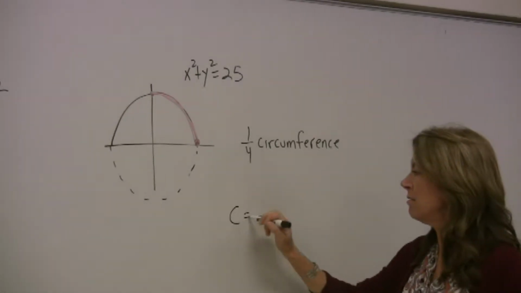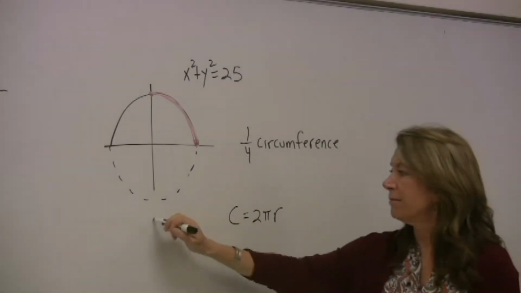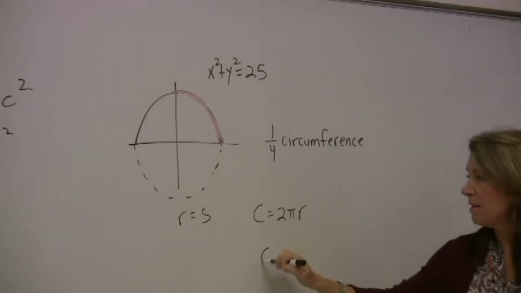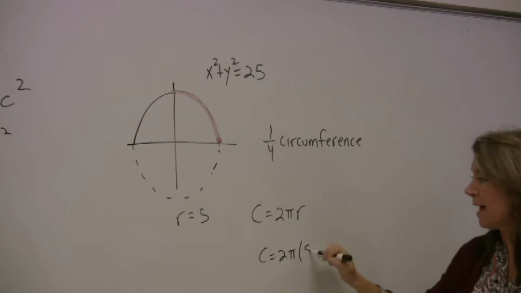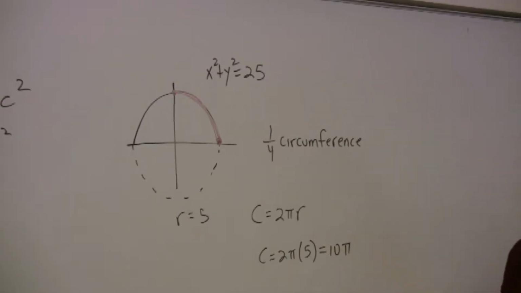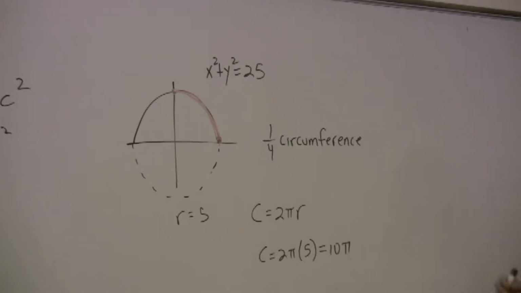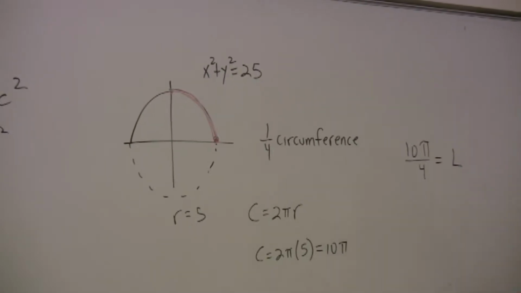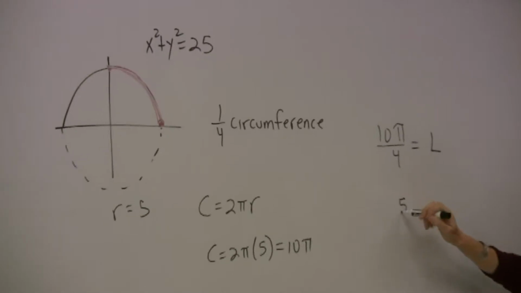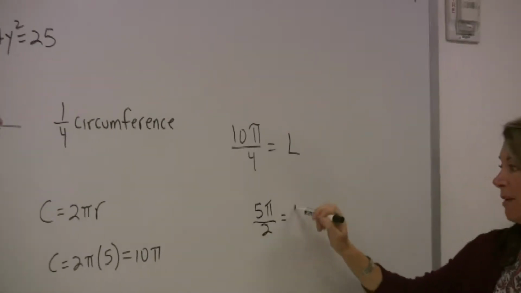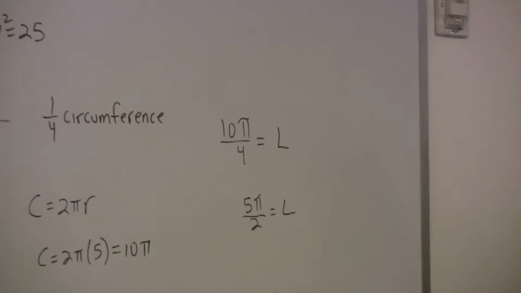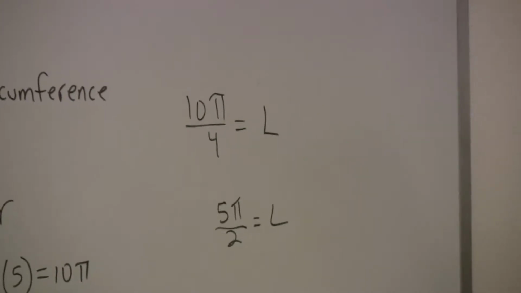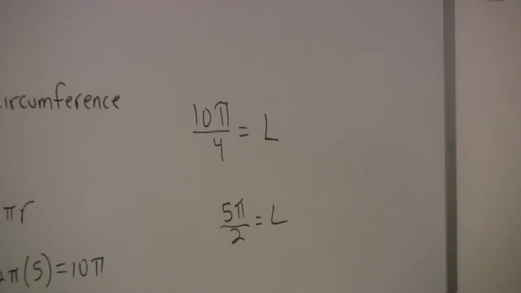Do we know r in this circle? Yes, what's r? 5. X squared plus y squared equals r squared. So the circumference in this case is 2 times pi times 5, that's 10 pi. So that little red piece right there is 10 pi over 4. I'll call it L for length, which we could reduce to 5 pi over 2. And we could turn it into a decimal if we wanted to. I called it 2.5 pi. That's the same, I agree. 2.5 pi is the same as 5 pi over 2.